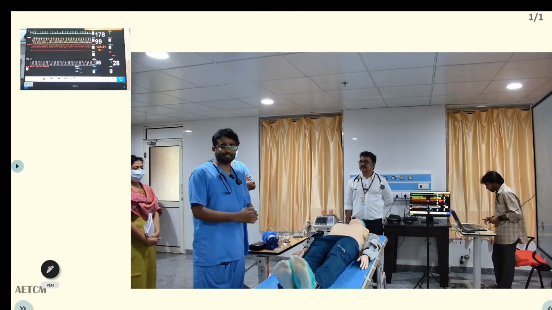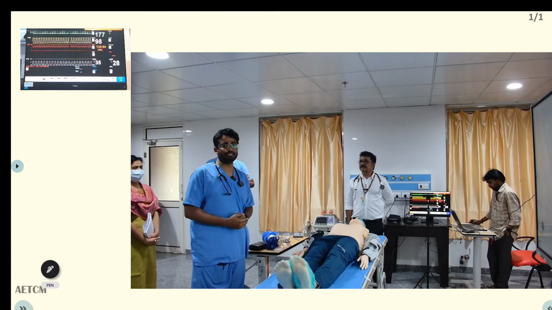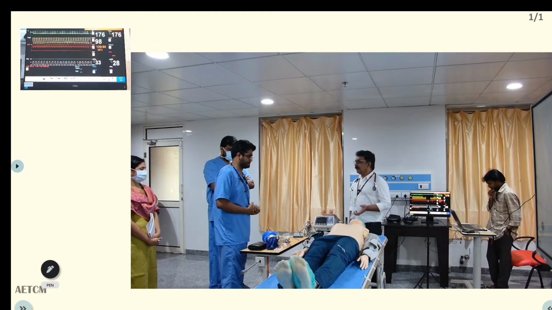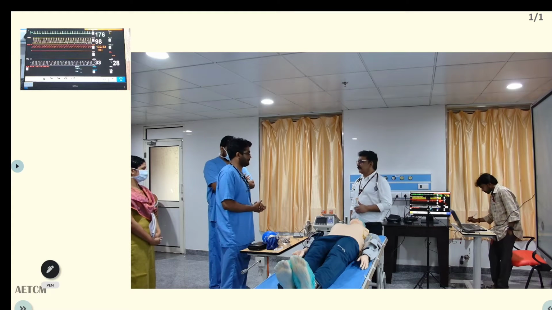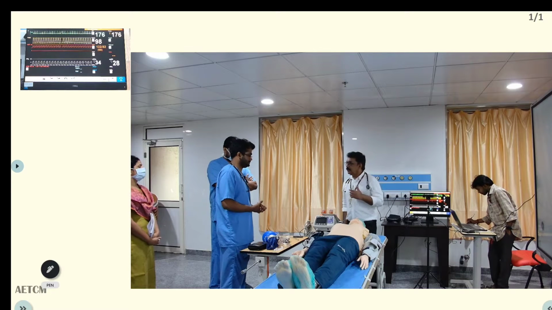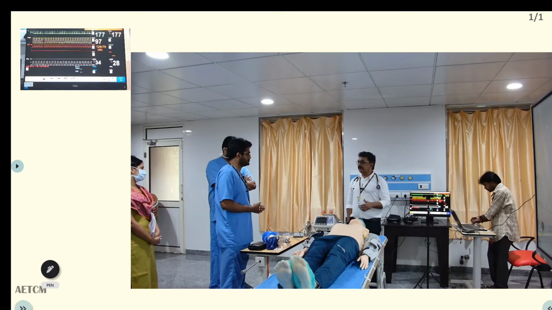Today we are going to discuss a simulation case about a patient who is coming with narrow complex tachycardia. So here we have a patient who was brought to the ER with acute onset of palpitation since the last half an hour. He is stable now, but we have taken him inside the ER and kept him on the bed. We are taking care of his airway and have connected him to the monitor.